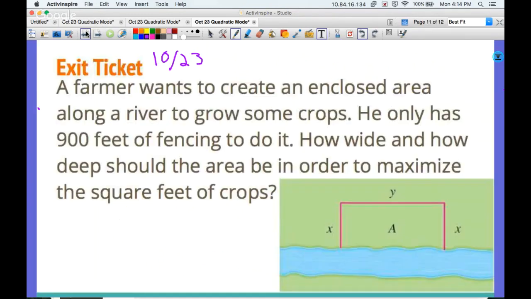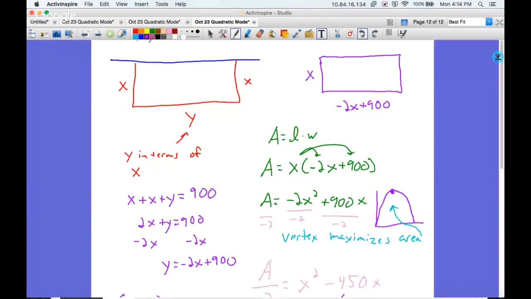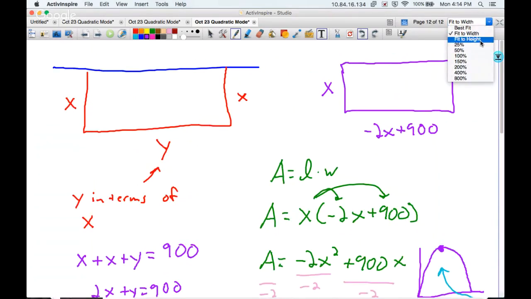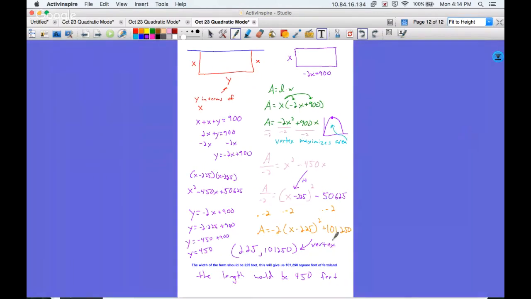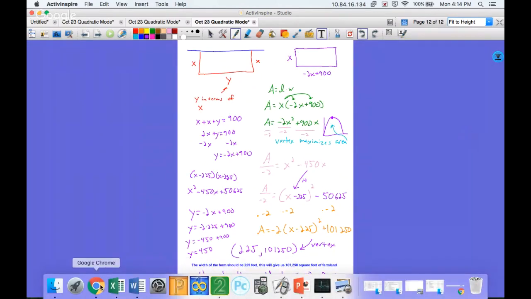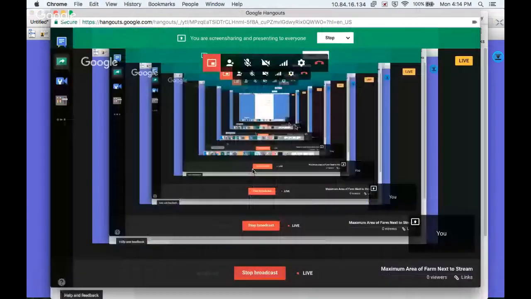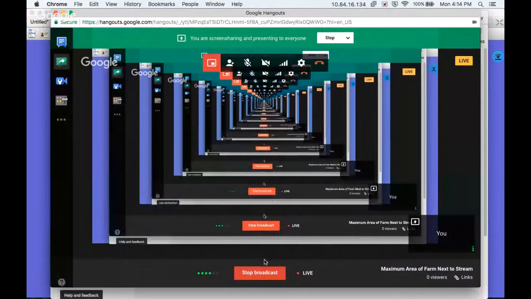All right, so that's how we solve this problem here. The whole thing altogether is right there. All right, so a very similar problem coming up on the unit test, and I will see you in class.